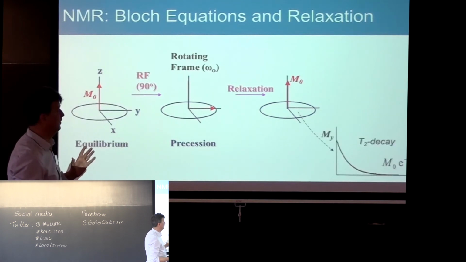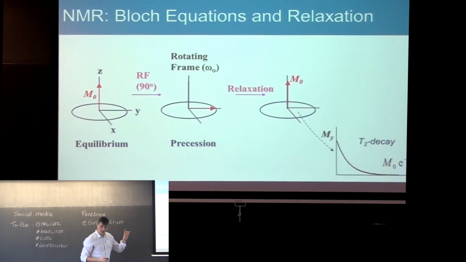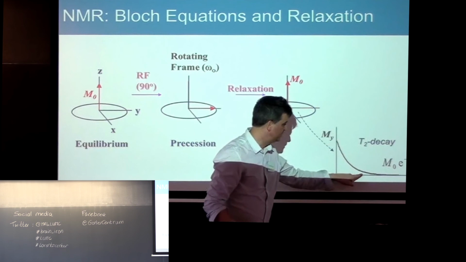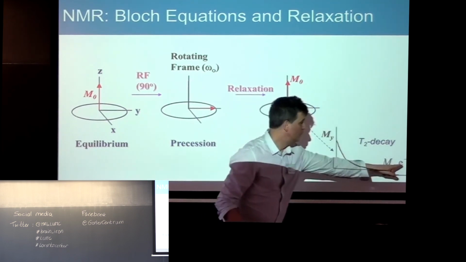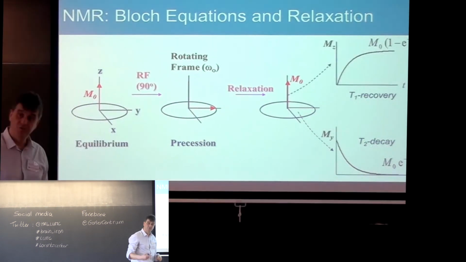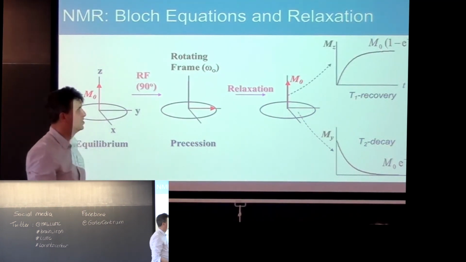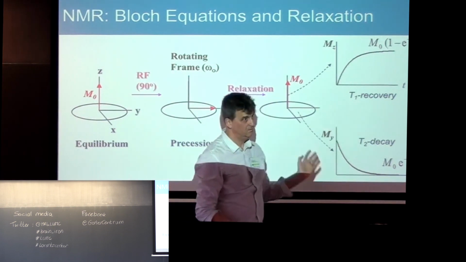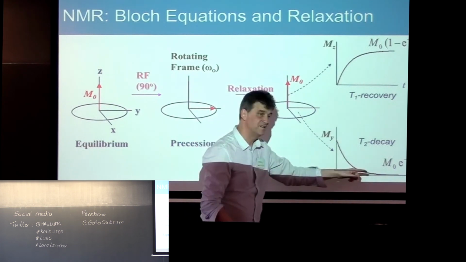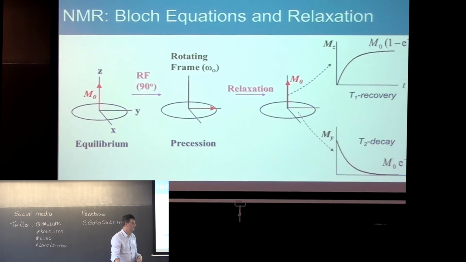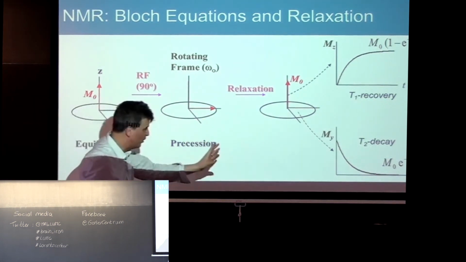If we track the strength of those components of the magnetisation over time, what we see is that the transverse magnetisation decays exponentially with a time constant T2, and the longitudinal magnetisation recovers exponentially with a time constant which is written as T1. That's called T1 recovery, going back to equilibrium. That's T2 decay, because the magnetisation is decaying to zero. And I gave the game away there.